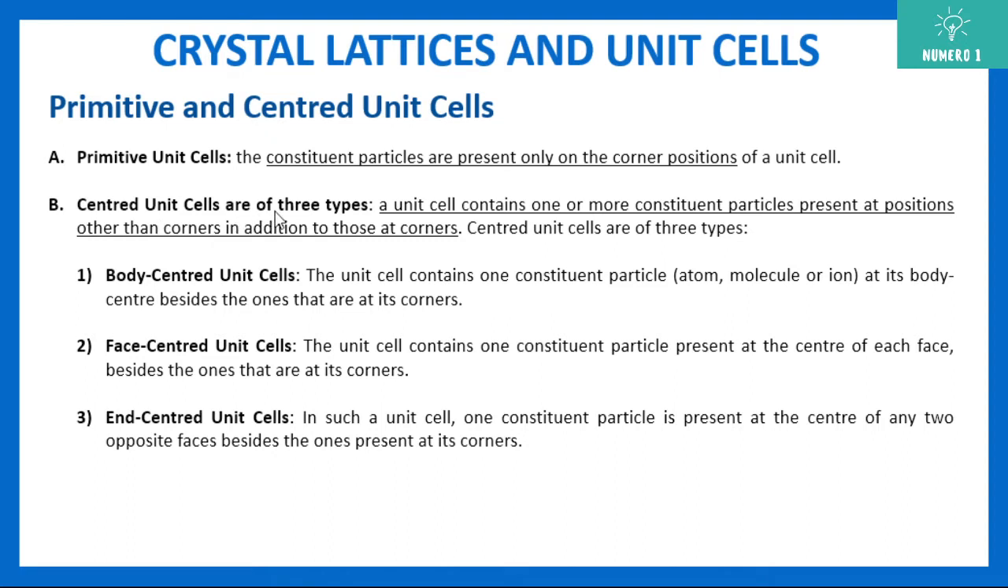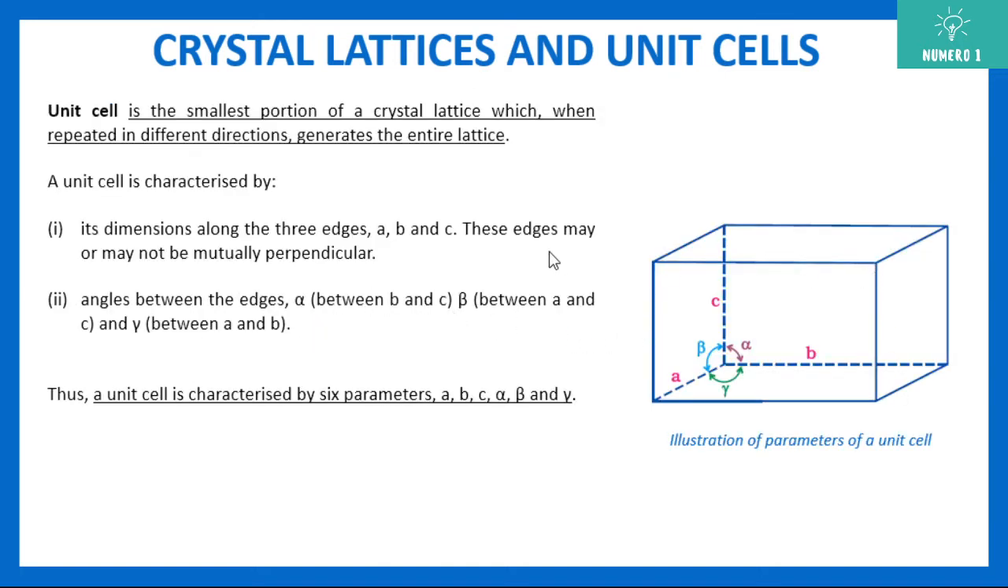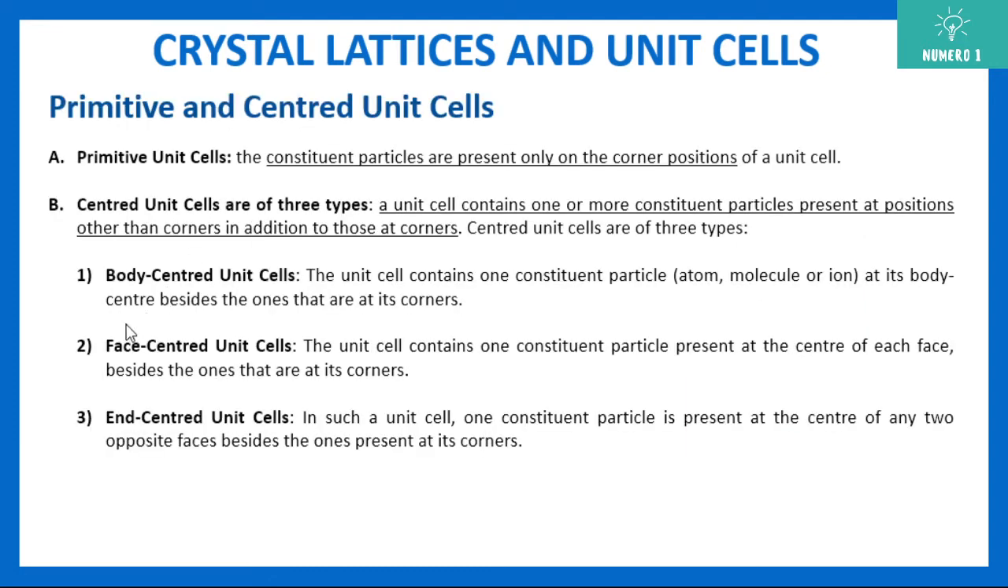Then centered unit cells are of three types. A centered unit cell means that there is also a particle at the center. For example, in a body-centered unit cell, the unit cell contains one constituent atom at its body center. Let's say that this is the body of the lattice; at the center there will be an atom.